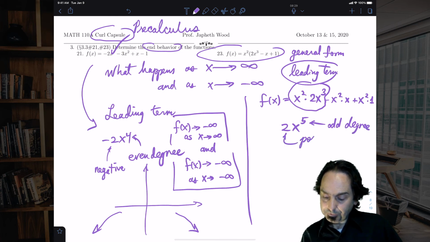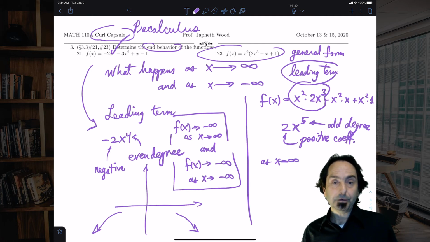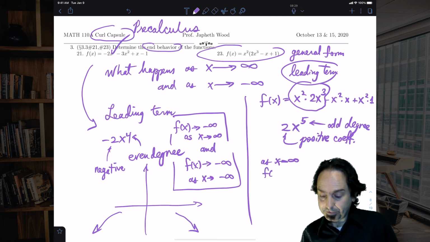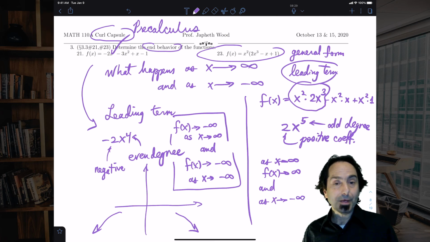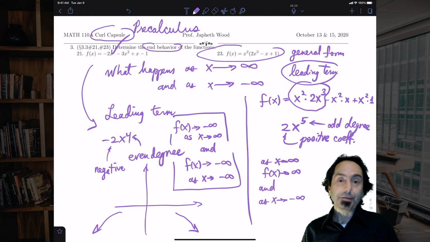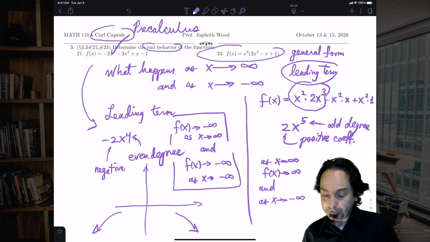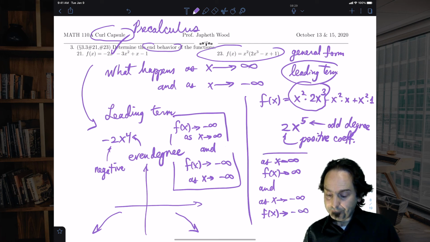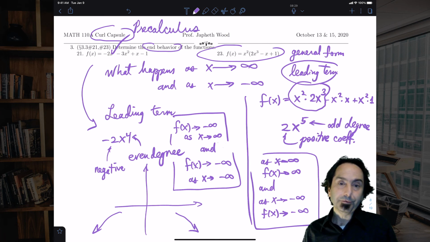And there's a positive coefficient. So what this means is two things: as x goes to infinity, x to the fifth will get bigger and bigger and go to infinity, and 2 will just make it twice as big, so f of x will go to infinity. And then as x goes to negative infinity, 5 is an odd power, so x to the fifth will be negative but very big, times 2, it'll be twice as big but negative, and so we'll have f of x goes to negative infinity. And so that's called the end behavior there, and so we get a slightly different graph.